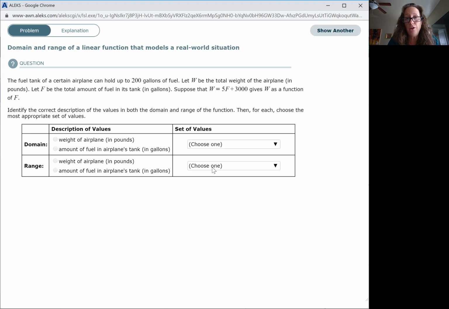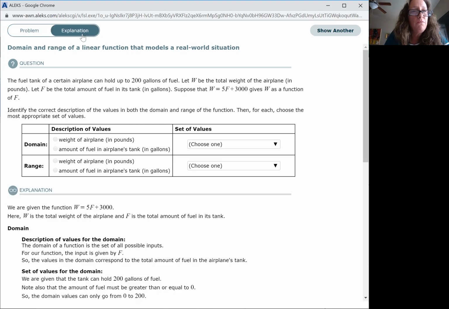If you really want to know the highest amount, you could plug in 200 for F. You would do 200 times 5 plus 3,000 is 4,000. So you are going to go from 3,000 to 4,000. So then you would put that for the range.